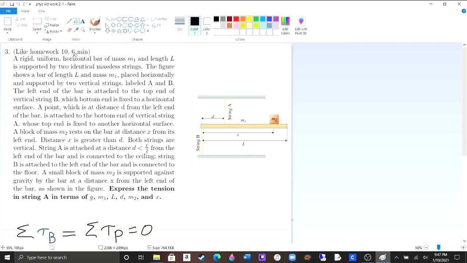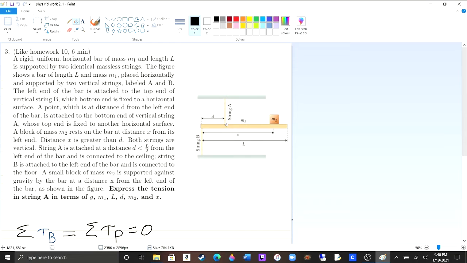There's a rigid uniform horizontal bar of mass m1 and length L, and it's supported by 2 identical massless strings. The figure shows a bar of length L and mass m1 placed horizontally and supported by 2 vertical strings labeled A and B. The left end of the bar is attached to the top end of the vertical string B, right here, whose bottom end is fixed to a horizontal surface. So this surface right here.